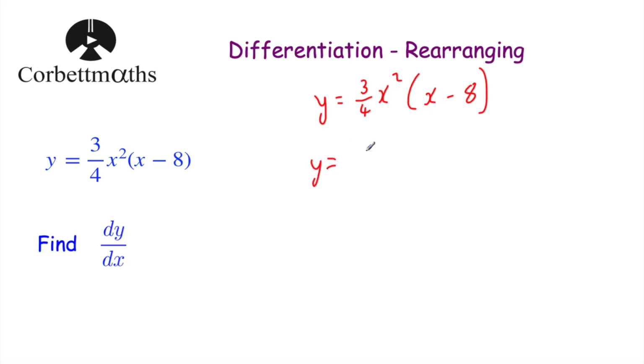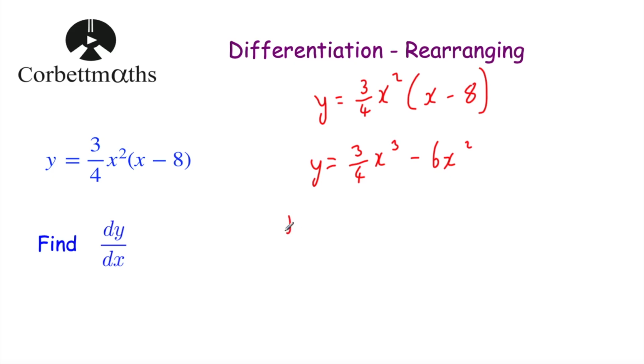So y would be equal to, 3/4 x squared times x would be 3/4 x cubed. Then we're going to do 3/4 x squared times minus 8. That's going to be minus, and then we're just going to do 3/4 times 8, and 3/4 times 8 is equal to 6. So it'll be 6x squared. Or remember, it's a calculator question, so you could just do 3/4 times minus 8 and you get minus 6, and then you've got your x squared. So we've expanded our brackets.